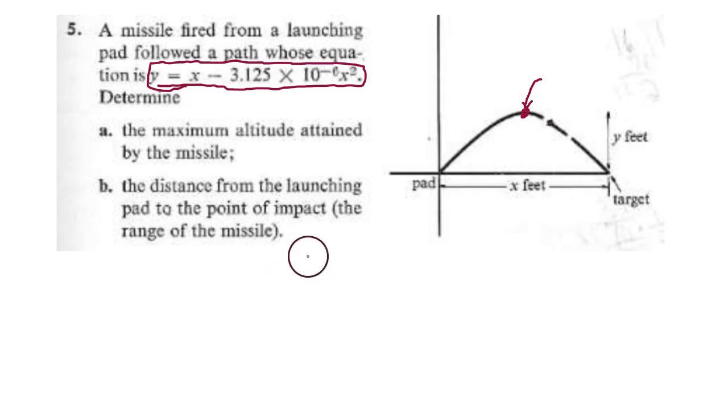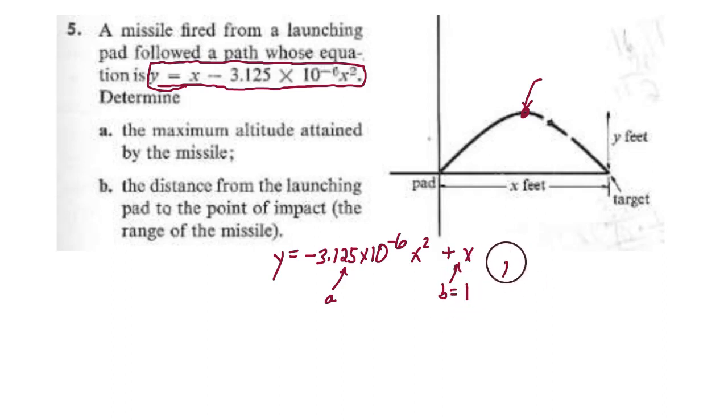Well, let's figure out what that is. The first thing I'm going to do, though, is rearrange my equation so that the x squared term is first, because that's what we're used to. So this is negative 3.125 times 10 to the negative 6th power x squared. Then the plus x. This is in standard form. And this value in front of x squared is our a value. In front of the x, we see that b equals 1. In the constant, we see that c equals 0.